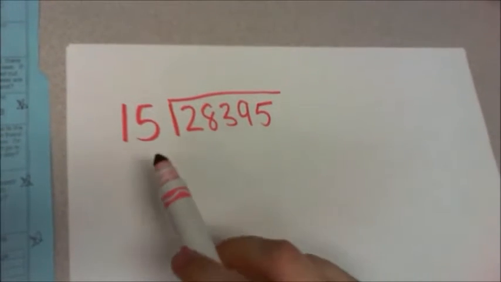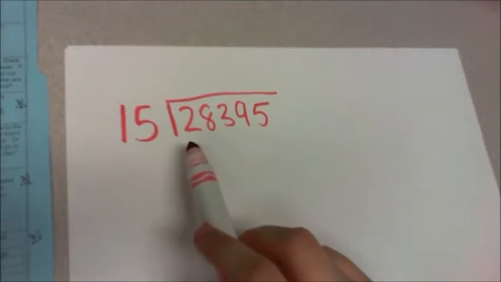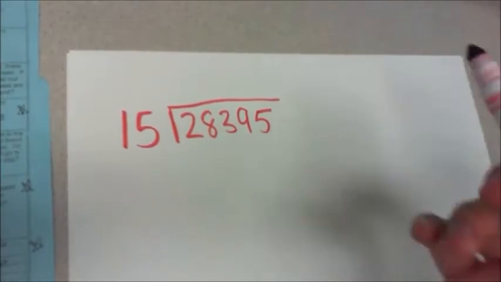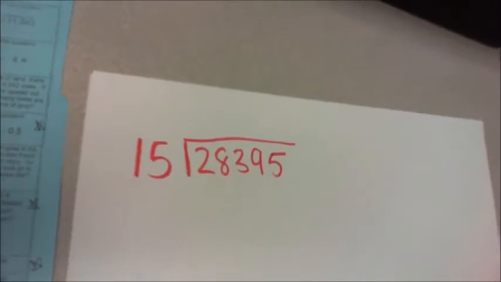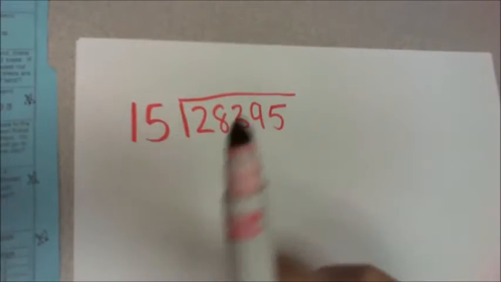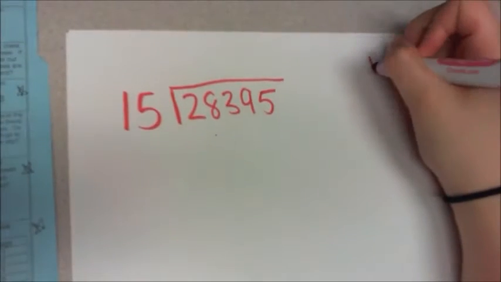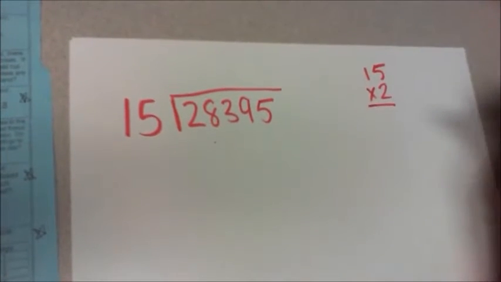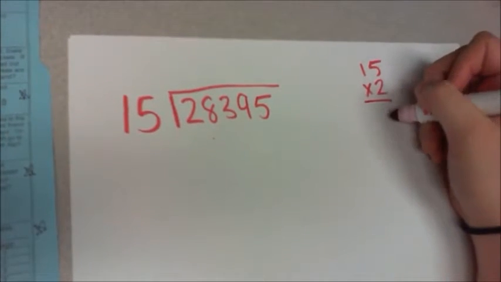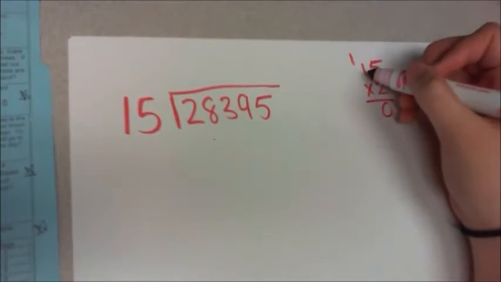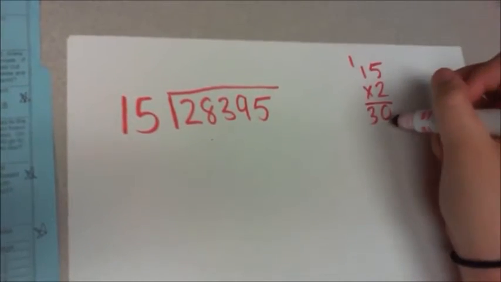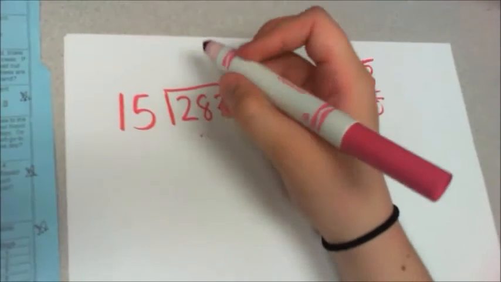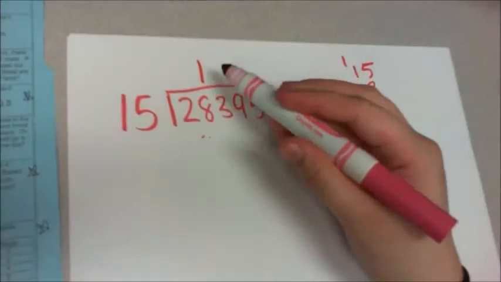So first things first, how many times does 15 go into 2? It doesn't. It's too small. But how many times can 15 go into 28? Well, let's guess and check. 15 times 1 is obviously 15. 15 times 2 is, well, 2 times 5 is 10, carry the 1. 2 times 1 is 2, plus 1 is 3, so 30. 30 is too much, which means 15 is going to go into 28 one time.